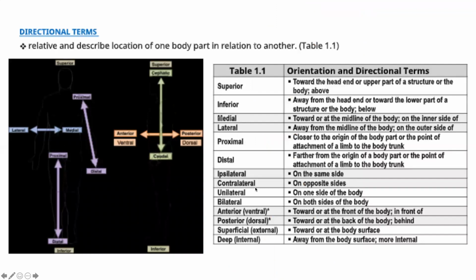I want you to have a little look at this table, and I want you to remember these, because we will be using these terminologies again and again.